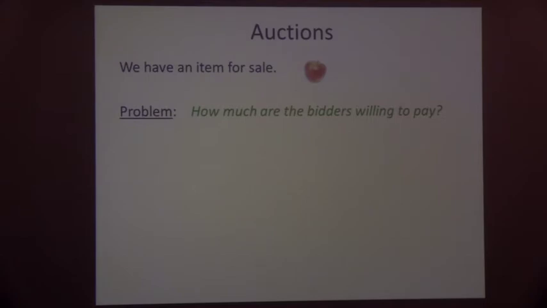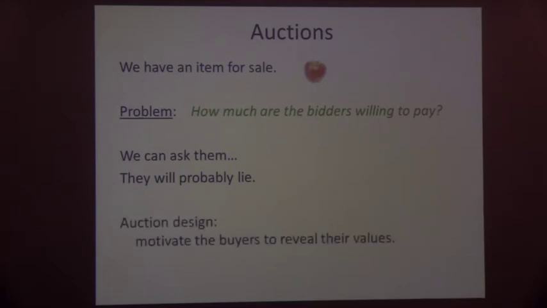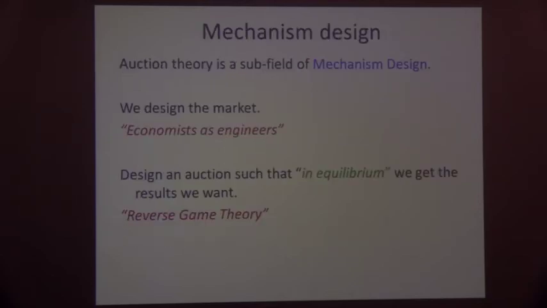Okay, so auctions: we have something for sale, say an apple, and the problem is how much are the bidders willing to pay? And we certainly can ask the bidders, and they probably will tell you a different number. In a particular type of auction design that the economists are interested in, they would want to design the rules in such a way that the bidders will not lie. It doesn't do them any good to lie about the result. Mechanism design is the art and the science of doing economic theory, and auction theory is a subfield of mechanism design. So the economists want to design the market; in essence, they want to be the engineers. And auction design is sometimes called the reverse game theory.